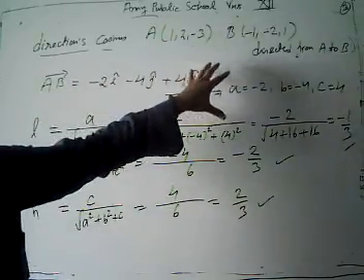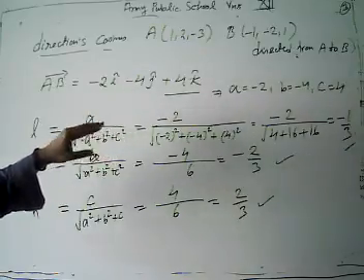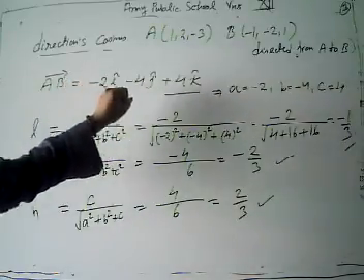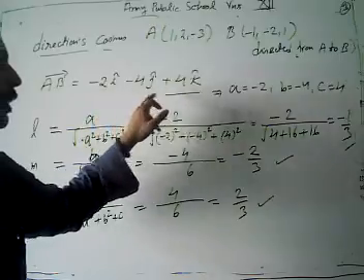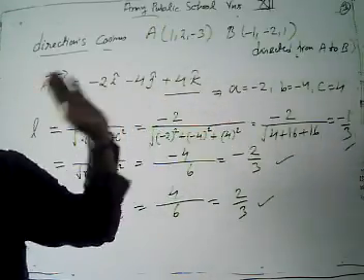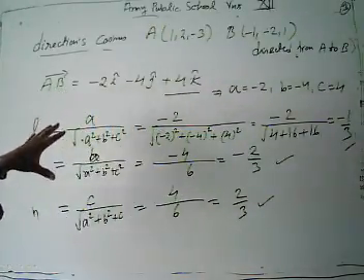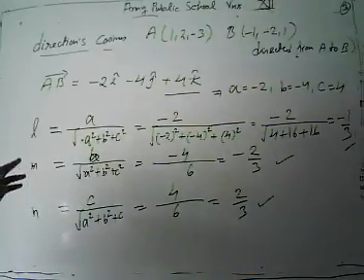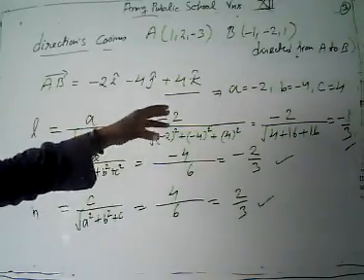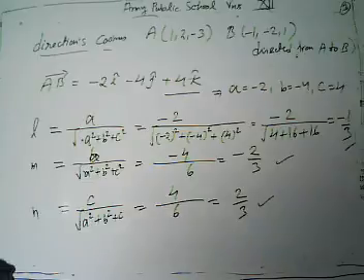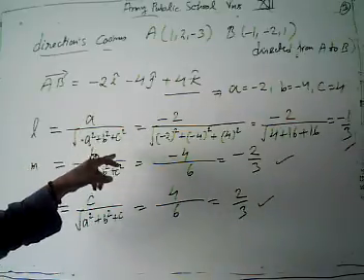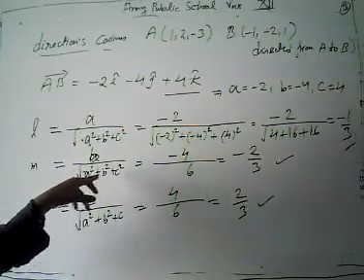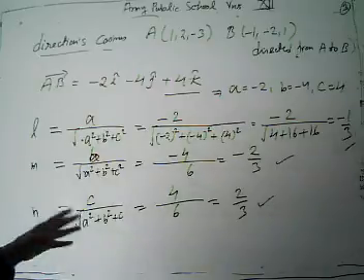First of all, we are going to find our vector AB. We get vector AB, with direction ratios a, b, c equal to -2, -4 and 4. Then how can we get direction cosines? l is a upon the square root of a squared plus b squared plus c squared, m is b upon the square root of a squared plus b squared plus c squared, and n is c upon the square root of a squared plus b squared plus c squared.